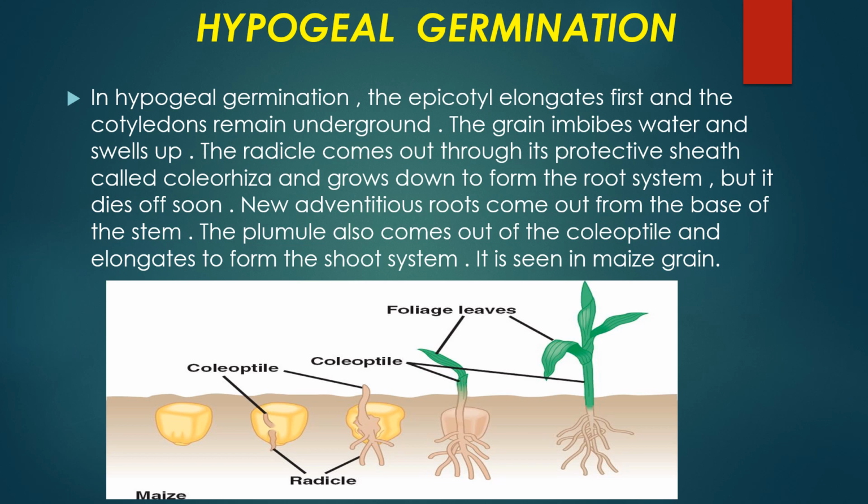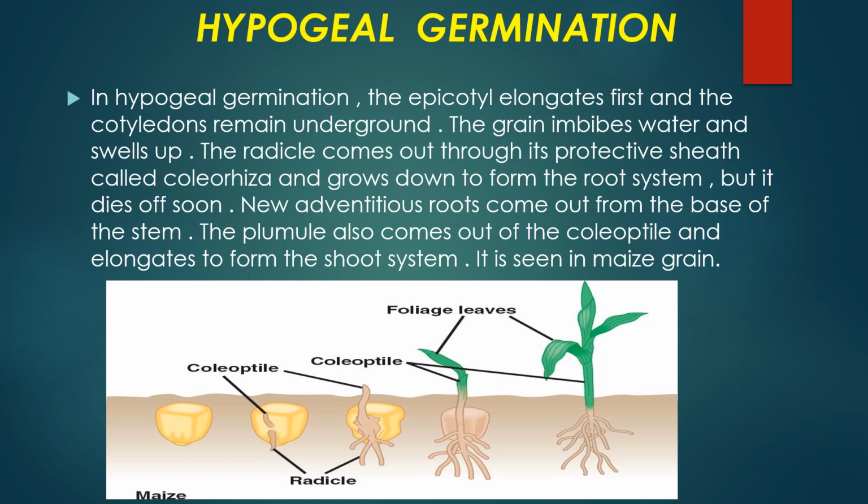If the hypocotyl elongates first, it will push the cotyledon above the ground. Then it will be the case of epigeal germination. If the epicotyl elongates first, it will push the cotyledon below the ground. The cotyledon will remain below the ground. It will not come above the ground.